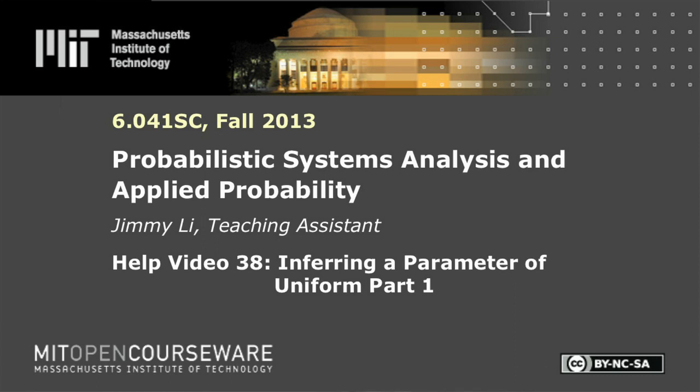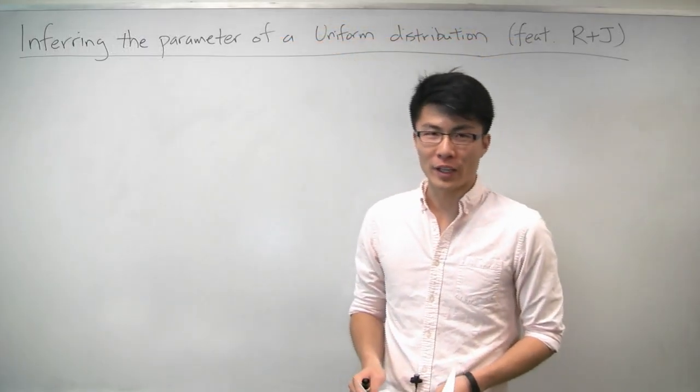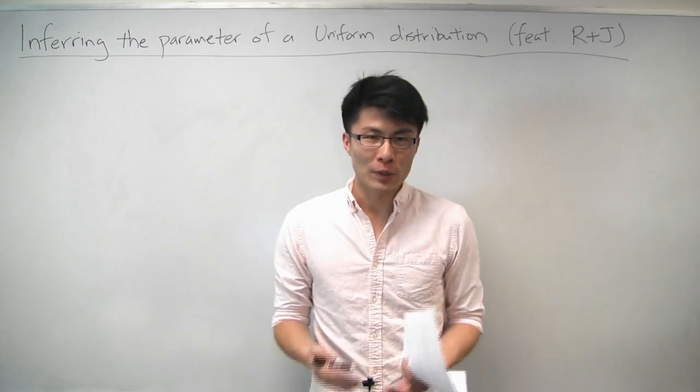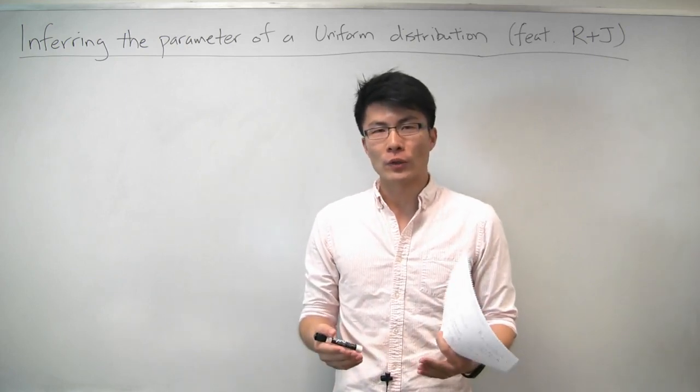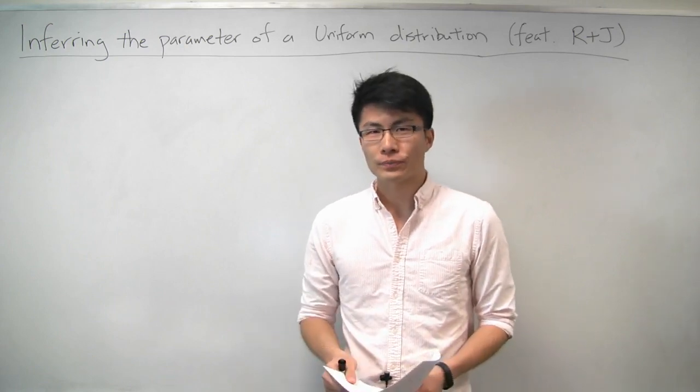Hi, in this problem, Romeo and Juliet are back, and they're still looking to meet up for a date. Remember the last time we met up with them, it was back in the beginning of the course, and they were trying to meet up for a date, but they weren't always punctual, so we modeled their delay as uniformly distributed between 0 and 1 hour.